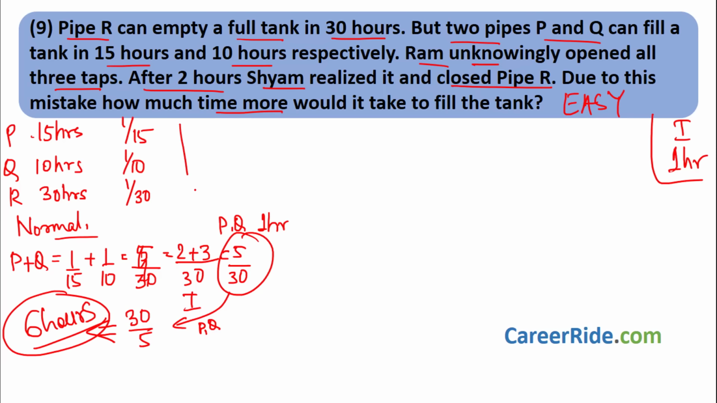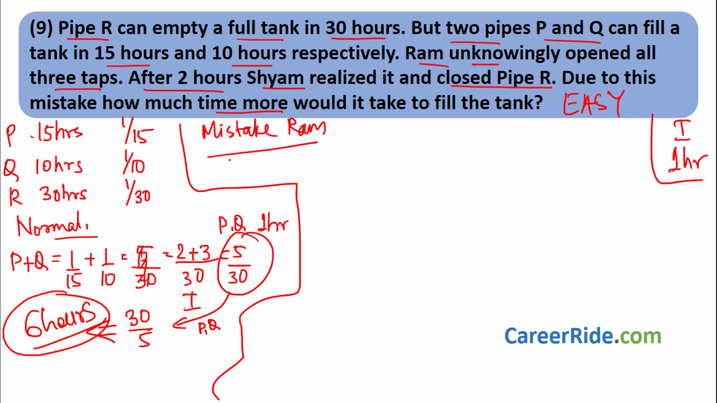Now let us see our abnormal condition where Ram makes a mistake. What mistake has been made by Ram? What he did was that he opened P, Q and R simultaneously. Now over here P and Q fill the tank, R is emptying the tank, so we cannot have plus over here, we should have minus. So what do we get? P plus Q minus R.